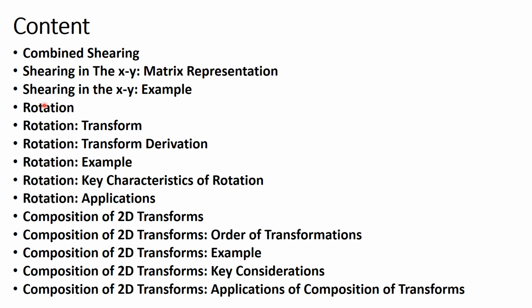Then we study rotation, the rotation transform, and the rotation transform derivation and example. Then we study key characteristics of rotation and applications of rotation. Composition of two-dimensional transforms and order of transformations, how we order the matrix multiplication in case of composite transforms. And then we study an example and key considerations for composition of two-dimensional transforms and their applications.